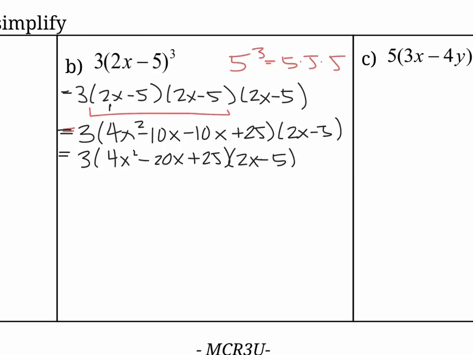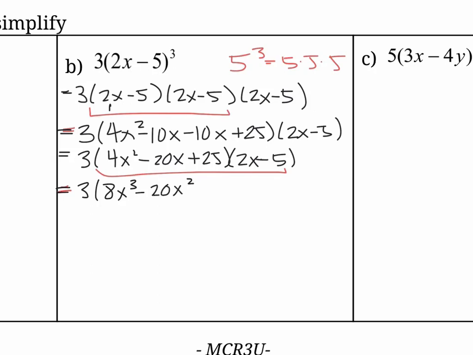And now we're going to multiply this trinomial and this binomial. So we're still going to use FOIL. So we're going to multiply 4x squared by this, move to the 20, multiply everything in this bracket by everything in this bracket. And then we'll deal with this 3 at the end. So we have 4x squared times 2x is going to be 8x cubed. 4x squared times negative 5 is negative 20x squared.